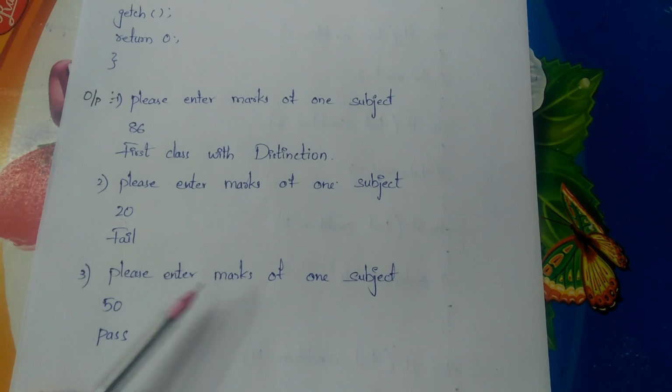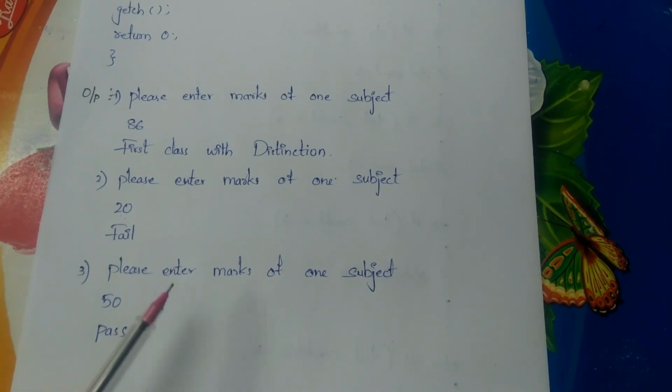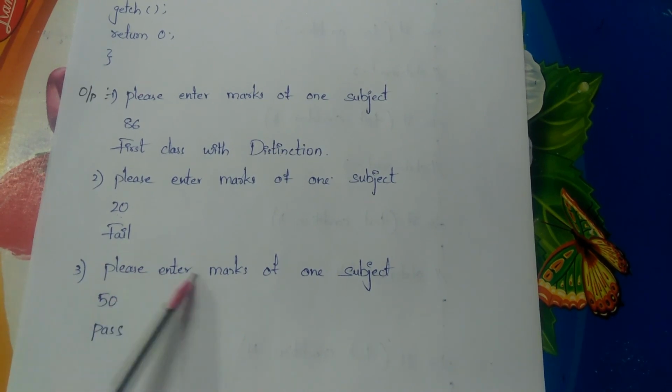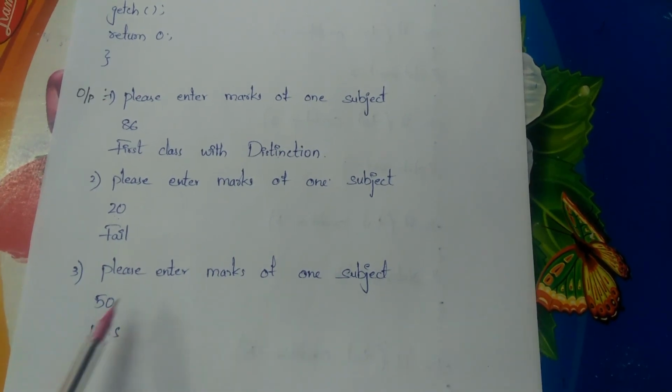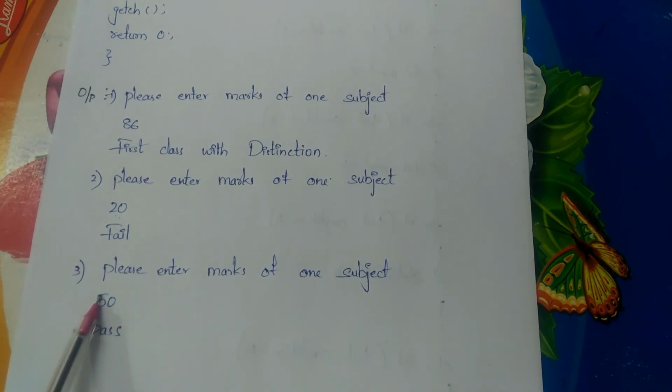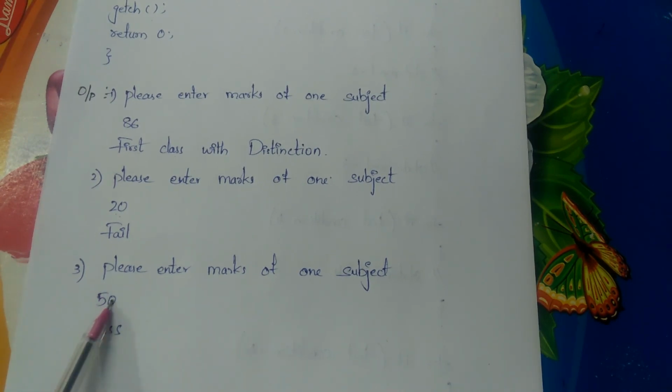Now one more possibility of the 3 cases we have. One more possibility is please enter marks of one subject. For example, I am entering the marks 50. Now this 50 is checked with the test condition 1. The test condition 1 is marks greater than or equal to 40. Now 50 is greater than or equal to 40. Yes, the statement is true. The test condition is true.